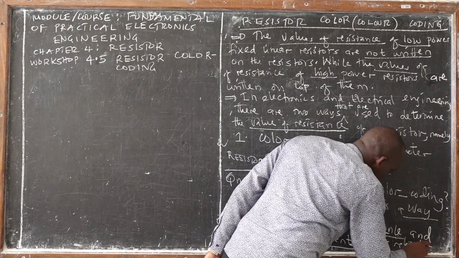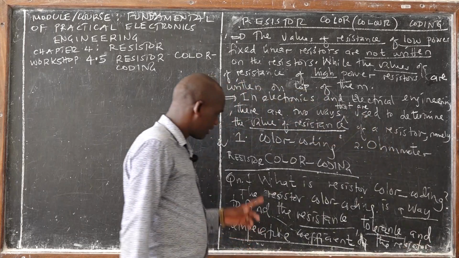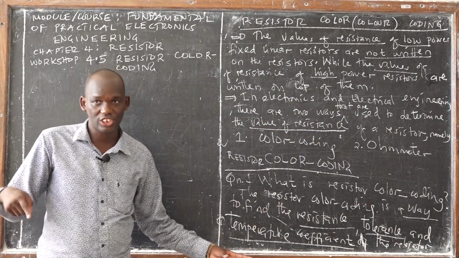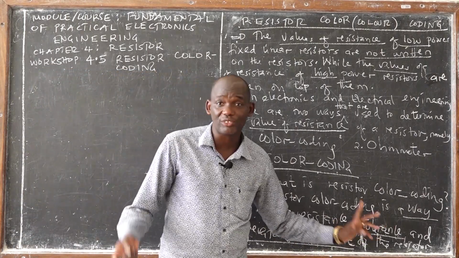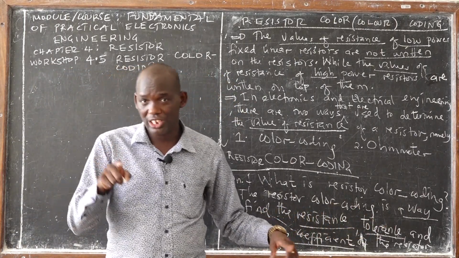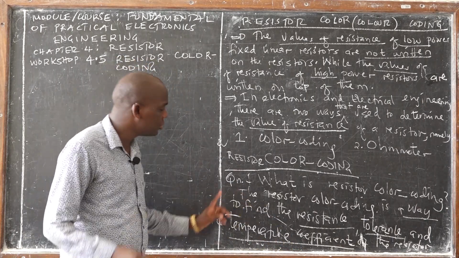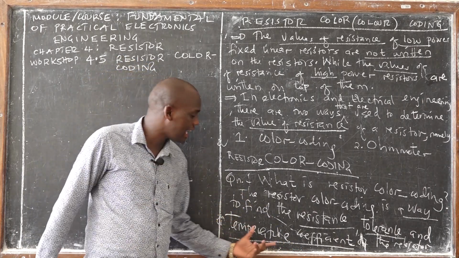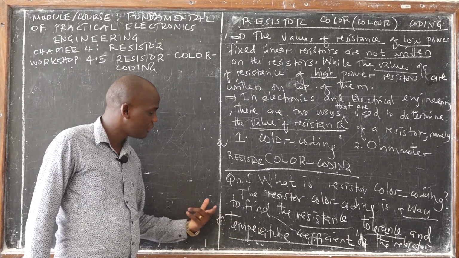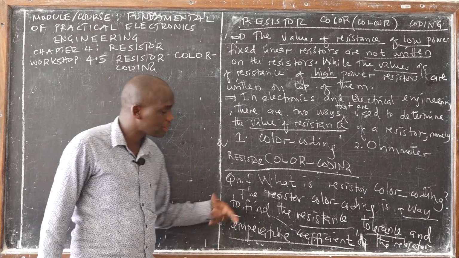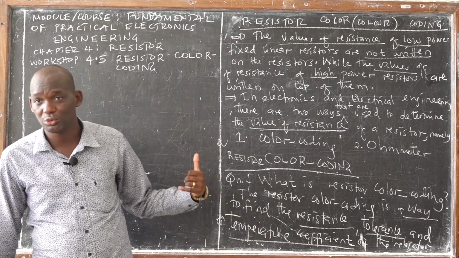So how can you use color coding to find the resistance of the resistor? Stay tuned, I will teach you. How can you use the color coding to find the tolerance of the resistor? Stay tuned, I will teach you. For which low power resistors can we find the temperature coefficient? Stay tuned, I will show you.